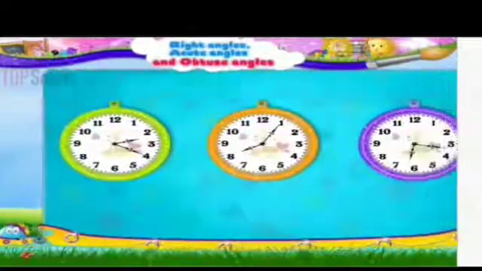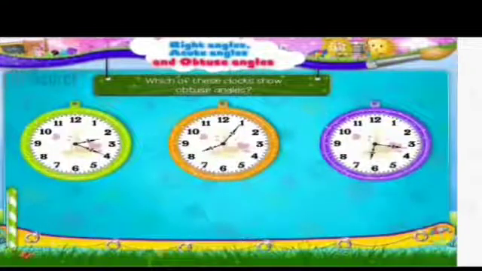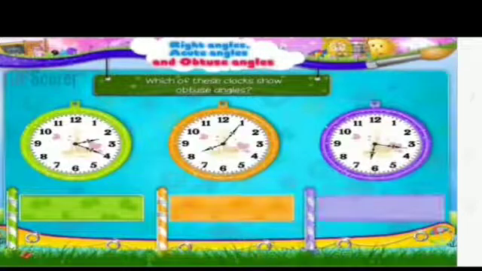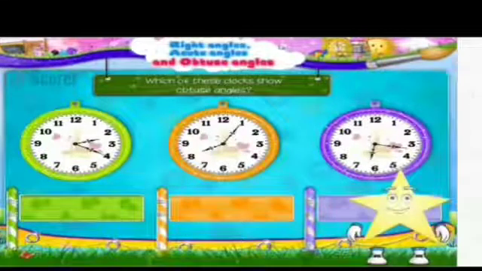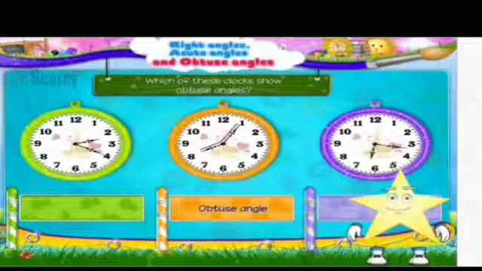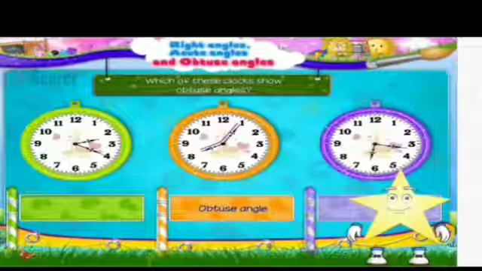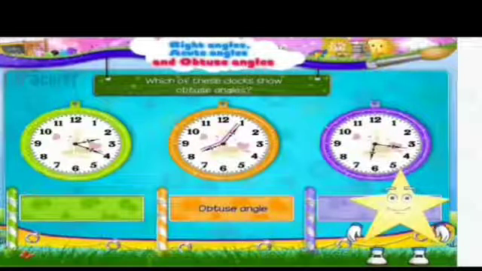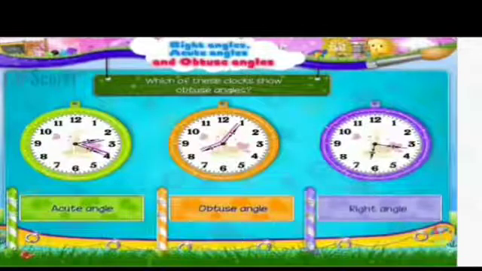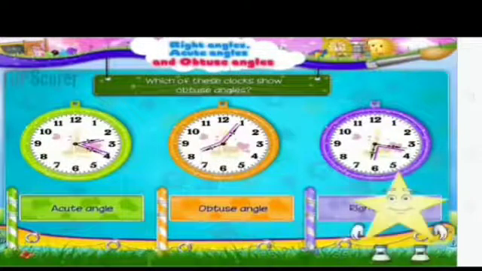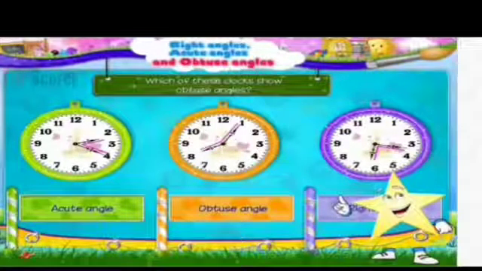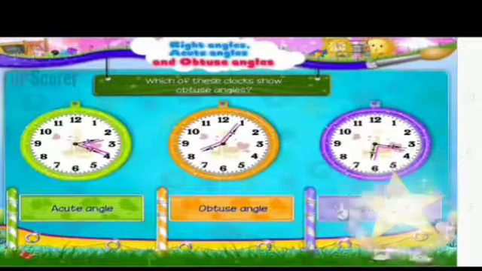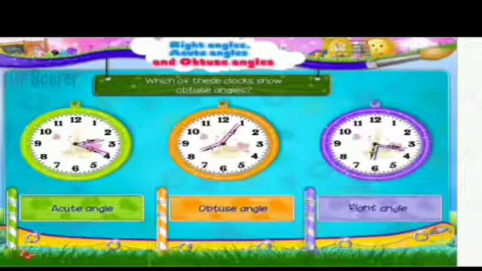Can you quickly point out which of these clocks show obtuse angles? Only the second clock is showing an obtuse angle. Very good, Starry. Now, will you tell me what angles are the first and third clocks showing? Yes, the first clock is showing an acute angle and the third one is showing a right angle.